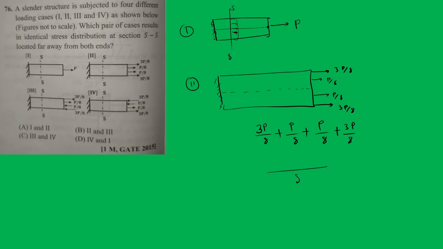What would that be? 3P plus P plus P plus 3P over 8, which is 8P by 8, and this gives you exactly P. But don't forget one thing: this is P and here is also P, but are they equal or not? One important thing is that these loads are not at the central point, but this load is at the central point.